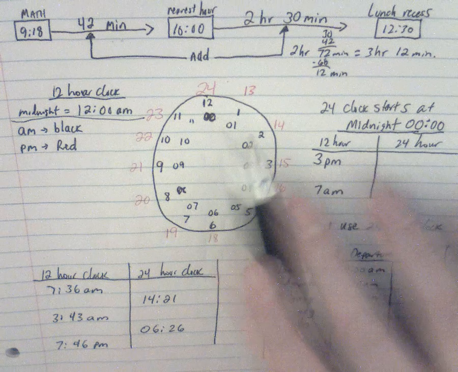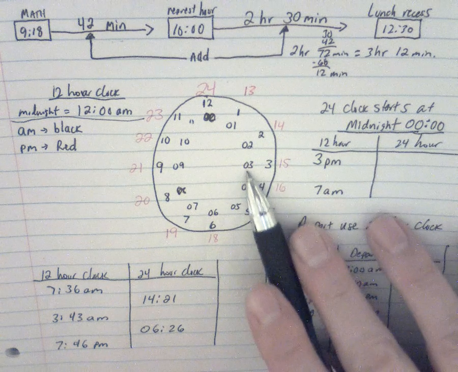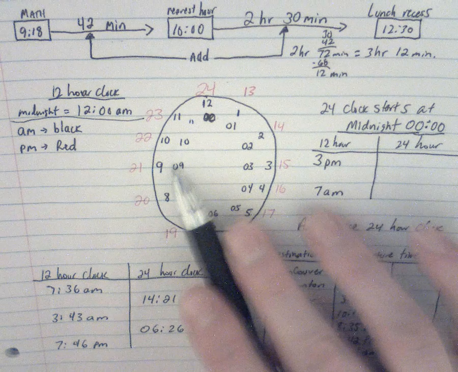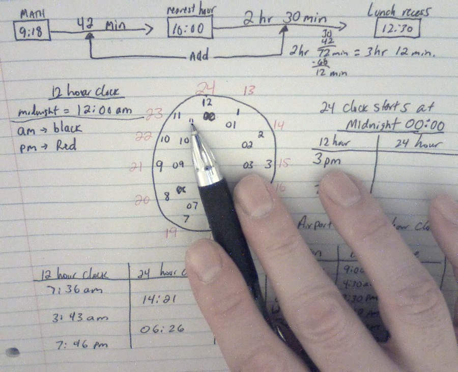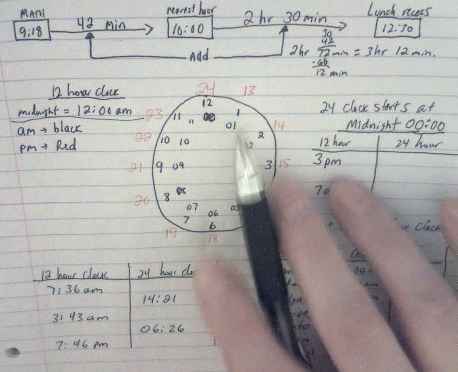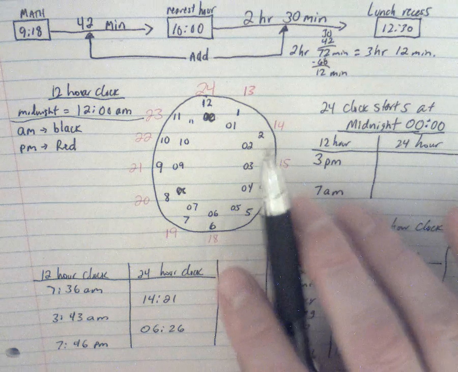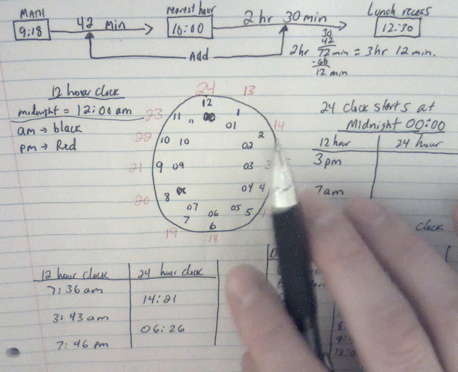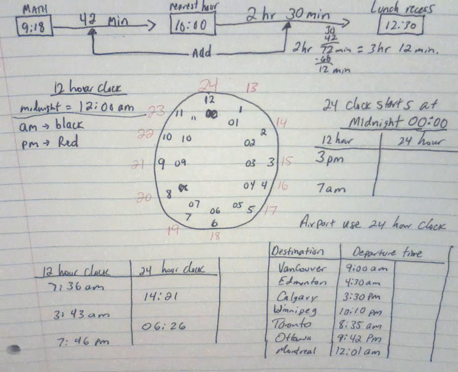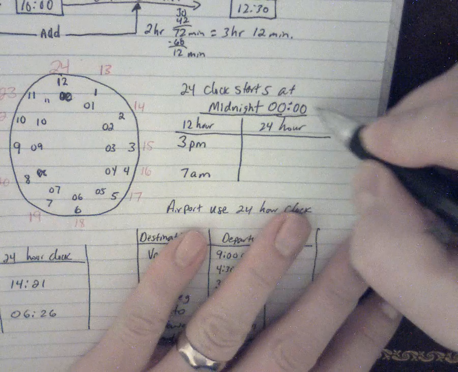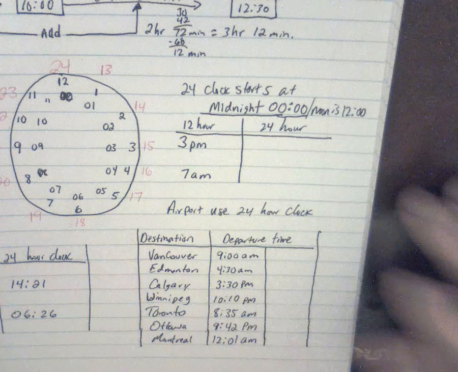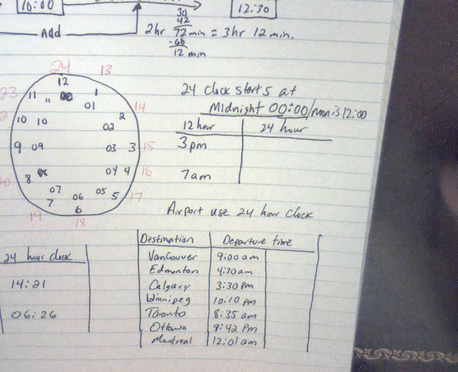So midnight, 1 a.m., 2 a.m., 3 a.m., 4 a.m., 5 a.m., 6, 7, 8, 9, 10, 11 a.m. Now, when we get to noon, we get to 12. Okay, noon is 12. So if I were to write that down here, noon is 12. It's pretty simple.